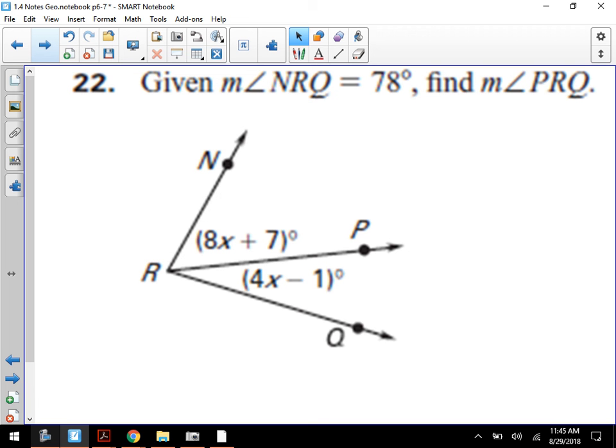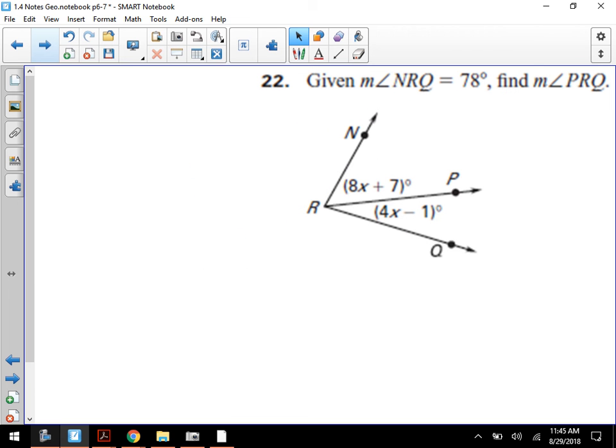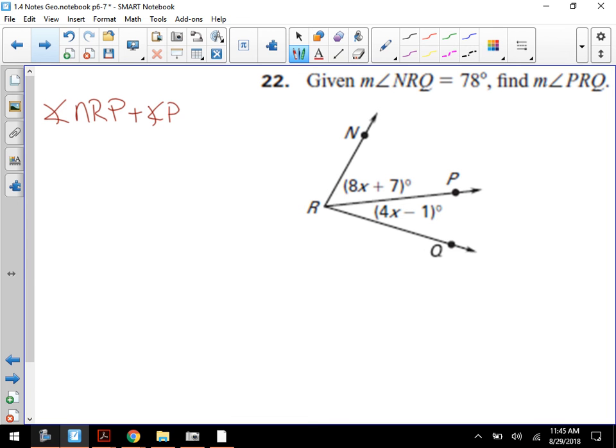Let me move this over just a bit here. So I know that angle, and I'll write this out in lettering. You don't have to if you're fine with this, but I'm just going to show you where this all comes from. It's quite literally writing out in terms of words before you put the math into it, because now you know exactly where everything needs to go. So angle NRP, 8x plus 7. Angle PRQ, 4x minus 1. Whole thing. There you go.